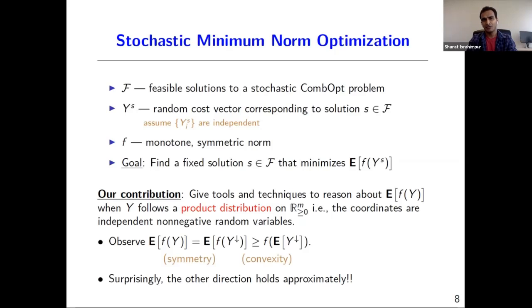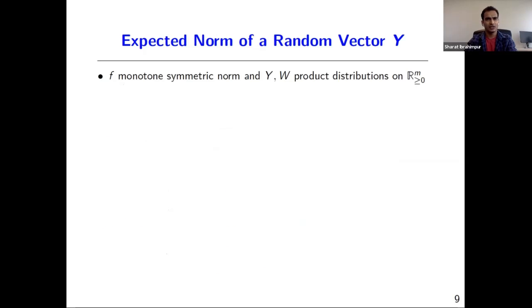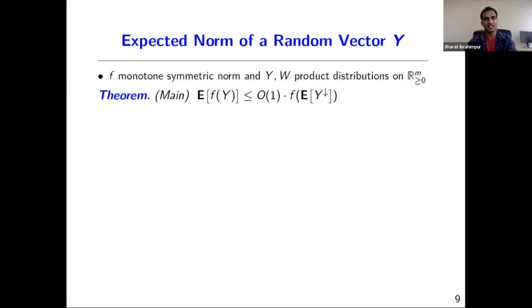Surprisingly, in the case of monotone symmetric norms, this lower bound is quite strong. This result forms the backbone of our work. Let F be an arbitrary monotone symmetric norm and capital Y and capital W be product distributions. Our main mathematical theorem says that the expected norm of a random vector is within a constant factor of the norm of its expected sorted vector.